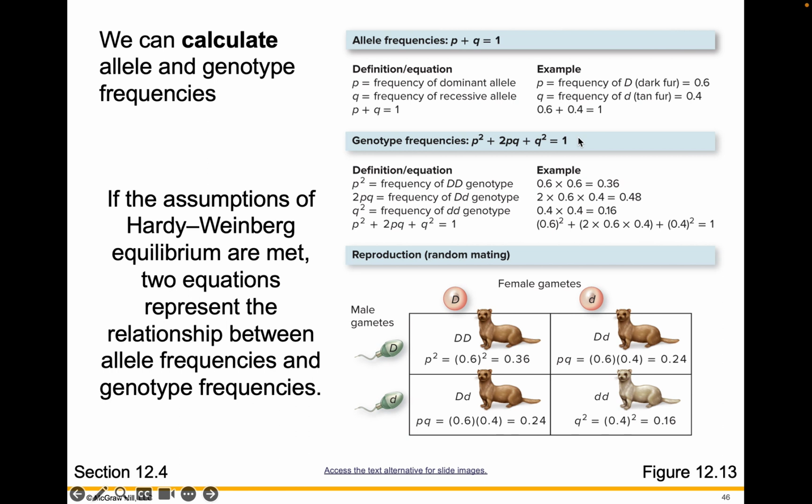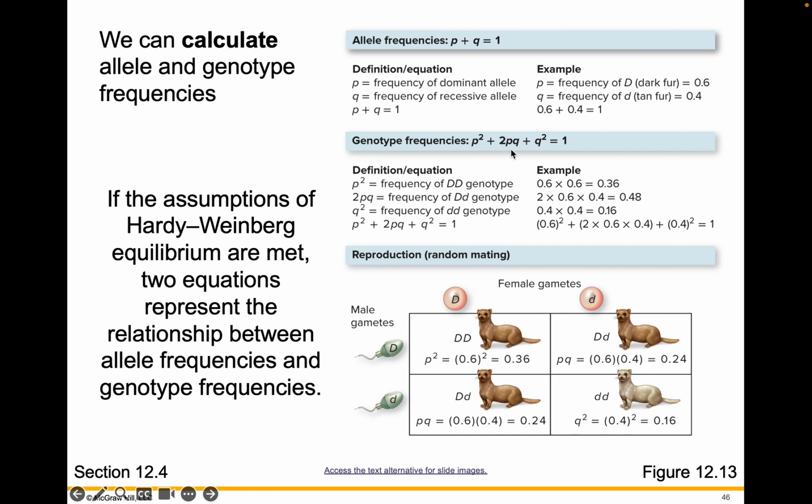Genotype frequencies, now these go back to a Punnett square, like we did last week. We've got Punnett squares, so here's homozygous dominant, big D, or P squared. And you can calculate that, right? P squared would be P times P, or 0.6 times 0.6. Means 36% of the time we should have homozygous dominant dark brown ferrets.